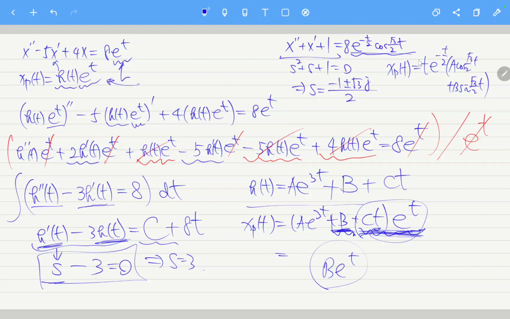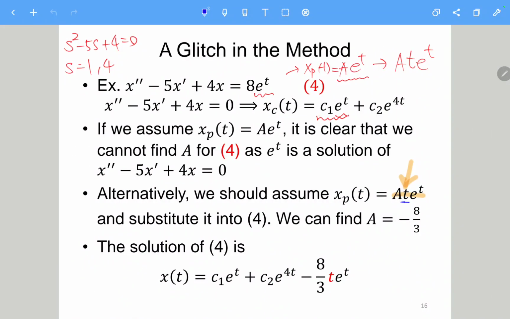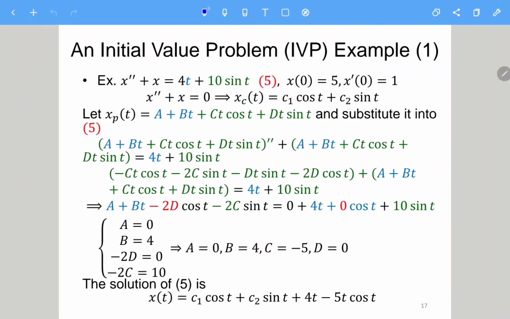Okay, so you need to make it one order higher. But this is a special case. It doesn't really occur frequently, but that is the glitch you should know. Sometimes it might occur, and then you should know what you should do, although the calculation might be quite complicated.